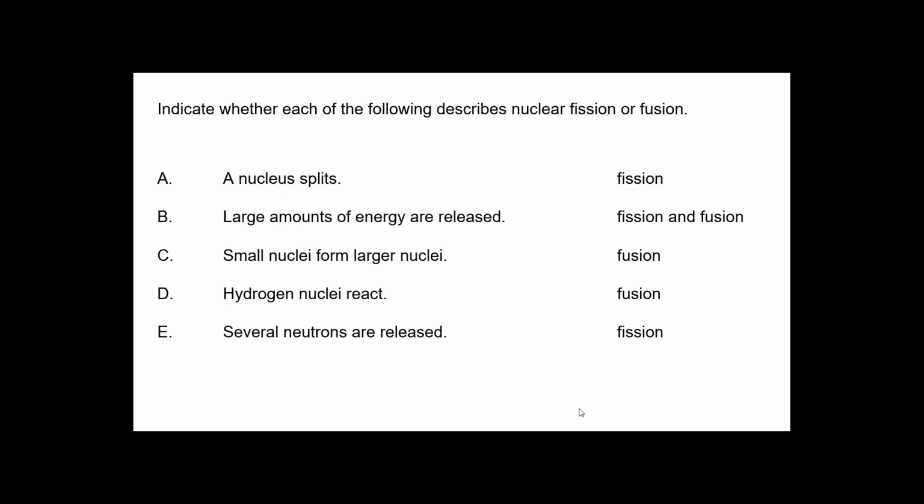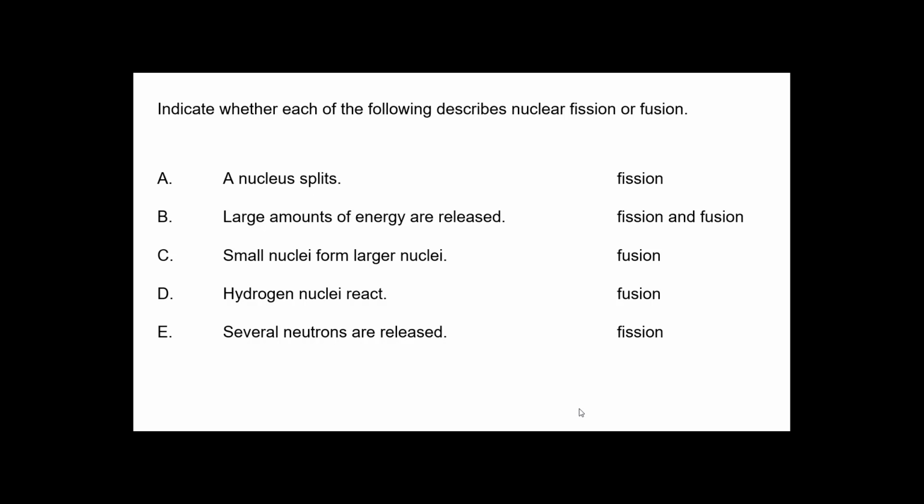So, a nucleus splits. This is nuclear fission because uranium will then come to be uranium-236, which splits into 2 smaller nuclei. So that's fission. Large amounts of energy are released. That's both. Fission does not give off as much energy as fusion, and if you've seen what an atomic bomb can do, it's hard to believe that there's something that's even stronger than that.